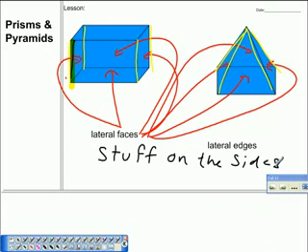That's a good word. That's a working definition we'll go with. All the lateral stuff, if we talk about a lateral face or a lateral, it's on the side of it. If you're looking at it straight, it wouldn't be the top or the bottom. Stuff on the sides. That's what lateral is.